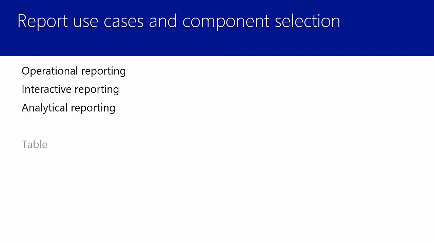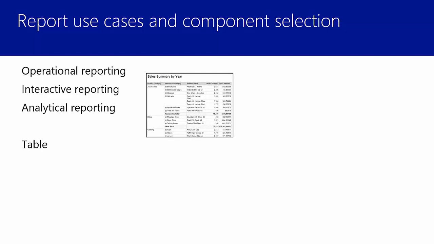Data regions within a report might include a table. Here's an example of a table report. This table report has 3 levels of groupings with drill down. So tables can be fairly sophisticated and can provide a lot of meaningful information.